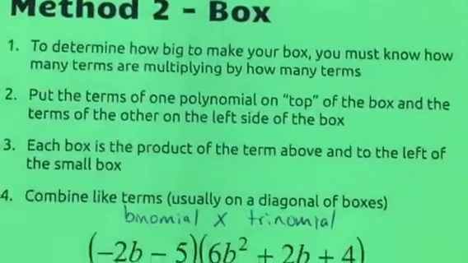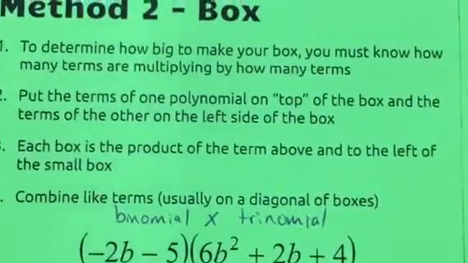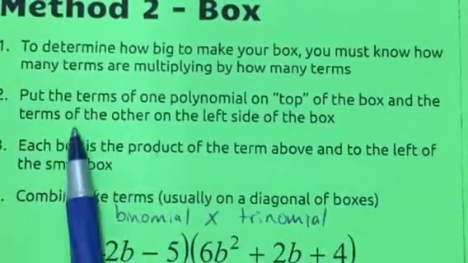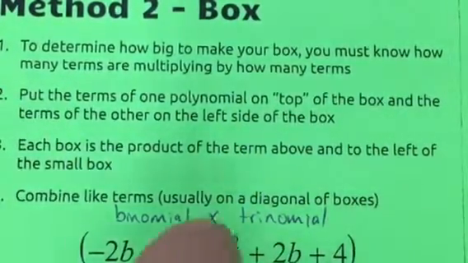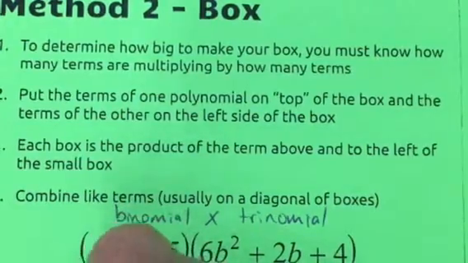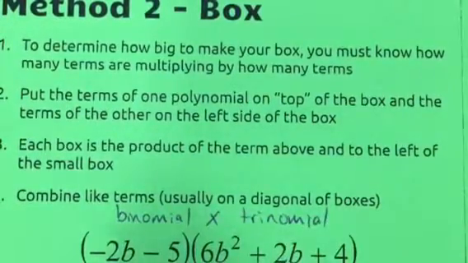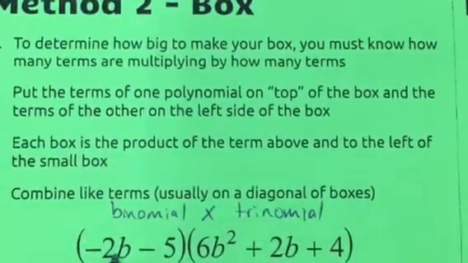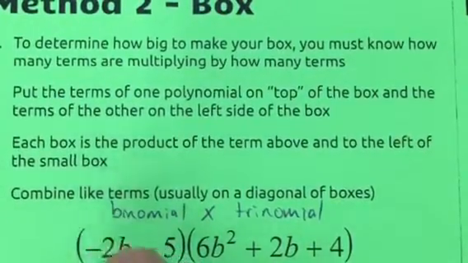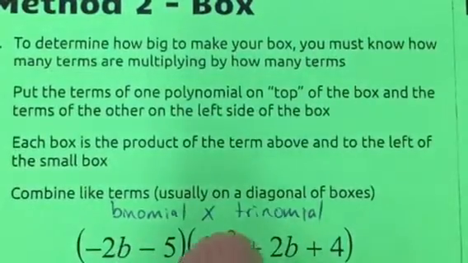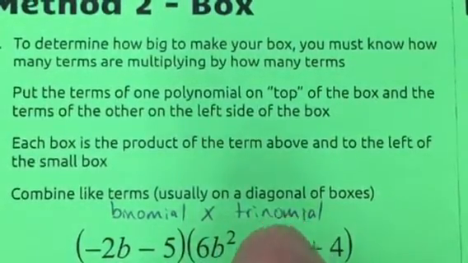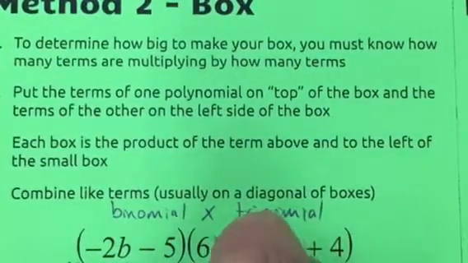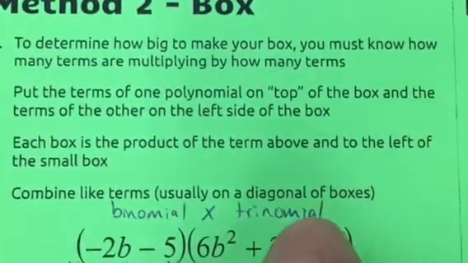All my examples are going to be a binomial and a trinomial. Put the terms of one polynomial on top of the box and the terms of the other on the left side. So since I have a binomial, I'm going to go like this. Binomial, negative 2b, negative 5. The trinomial is going to go on top. 6b squared, 2b, that's this one, 4.